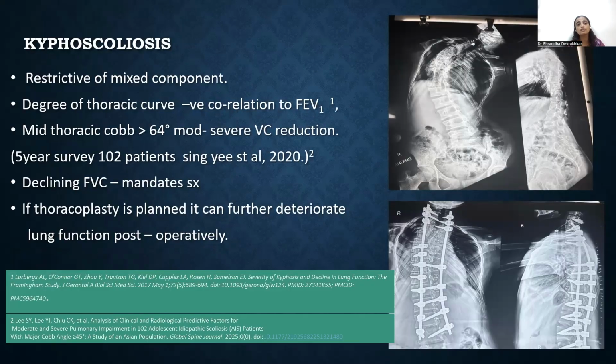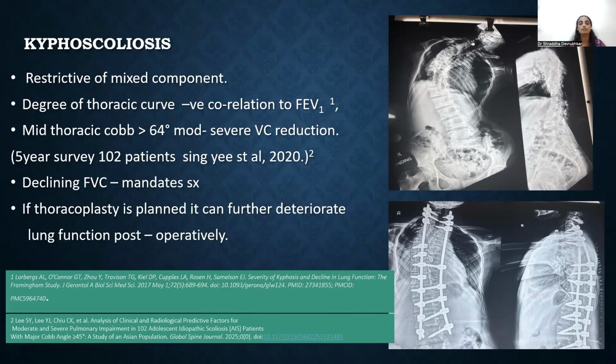So we always see how much is the Cobb's angle. The degree of the thoracic curve has a negative correlation to FEV1. The more the thoracic curve is angled, the less will be the FEV1 and the worse the patient. There are many studies, especially by the orthopedic people, where they had seen maximum reduction in the vital capacity. Any mid thoracic curve angle more than 60 generally has bad lungs. So declining FVC, the forced vital capacity, mandates surgery.